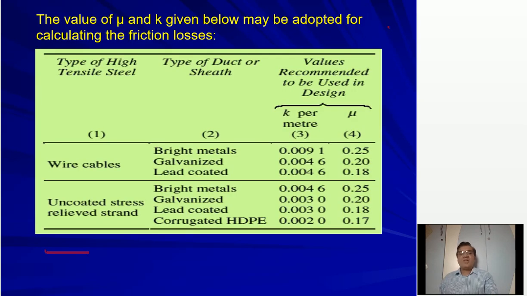Okay. Now, the values of mu and k are given below, as per the type of the material. So when it is a type of high tension steel, so wire cables and uncoated stress relieved strands, for bright metal the value of k is given as 0.0091. For galvanized, it is 0.0046, and so on. The value of mu, that means the coefficient of friction, is given for bright metal and wire cable. So friction between these two materials is 0.25. Then for galvanized, it is 0.2. For lead coated, it is 0.18, and similarly the values are given for the uncoated stress relieved strands. So these are the values which we can substitute in the equations for friction.